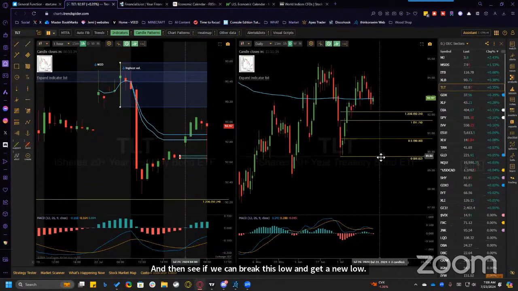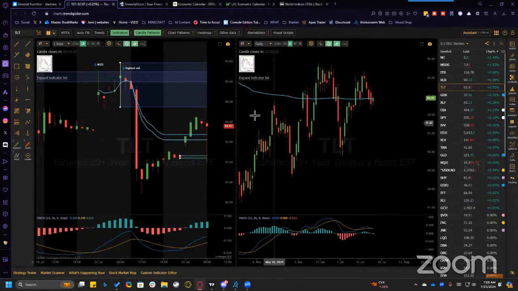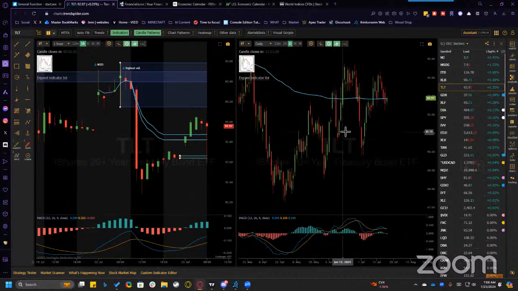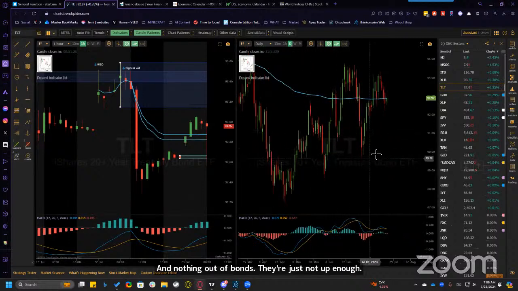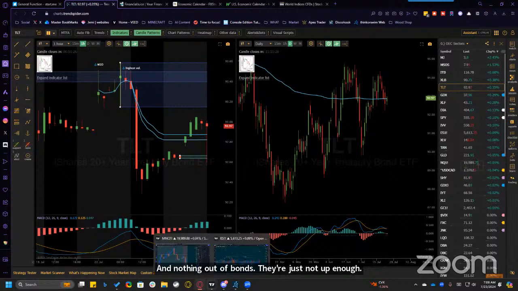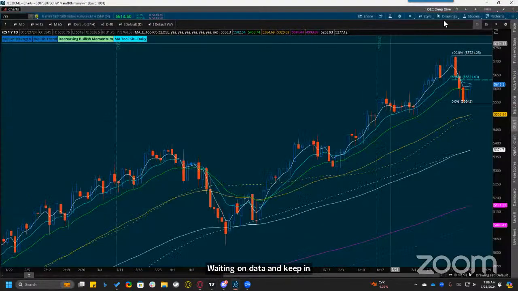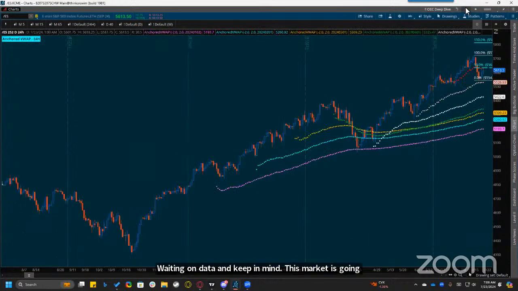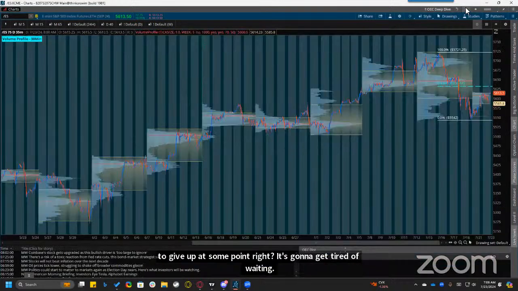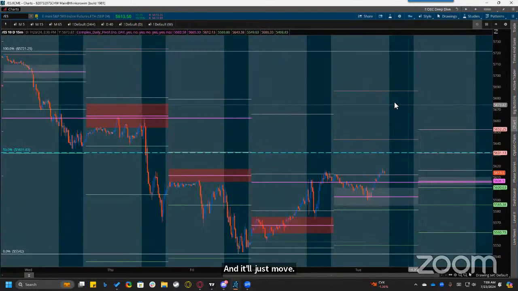And nothing out of bonds. They're just not up enough. So another boring, sleepy day, waiting on data. And keep in mind, this market is going to give up at some point, right? It's going to get tired of waiting, and it'll just move. It'll just make a decision and go. We're not at that point yet.